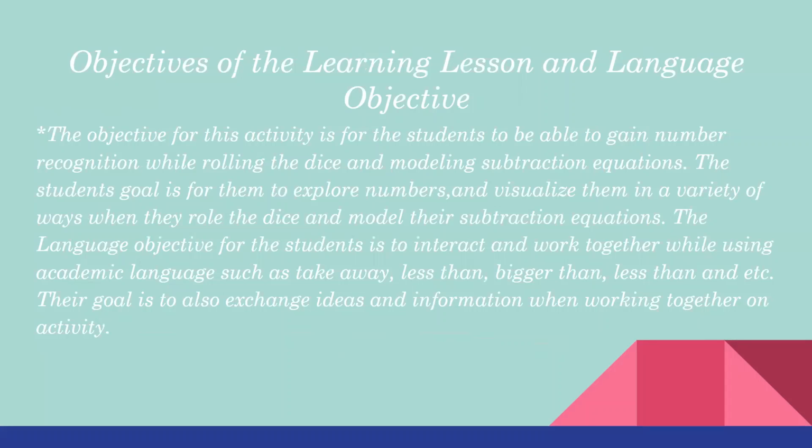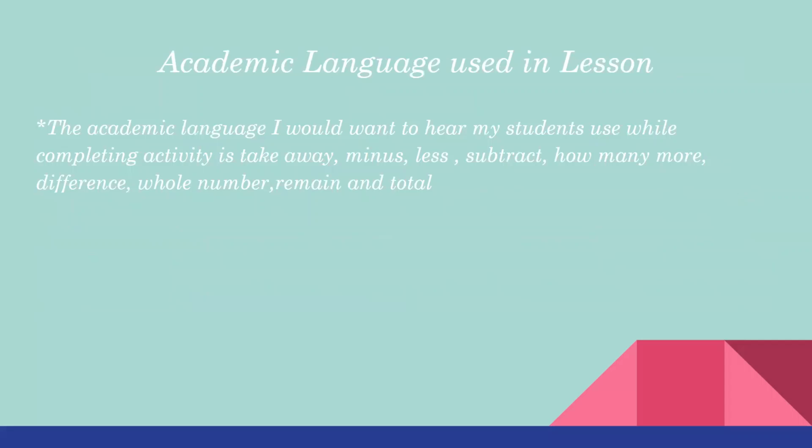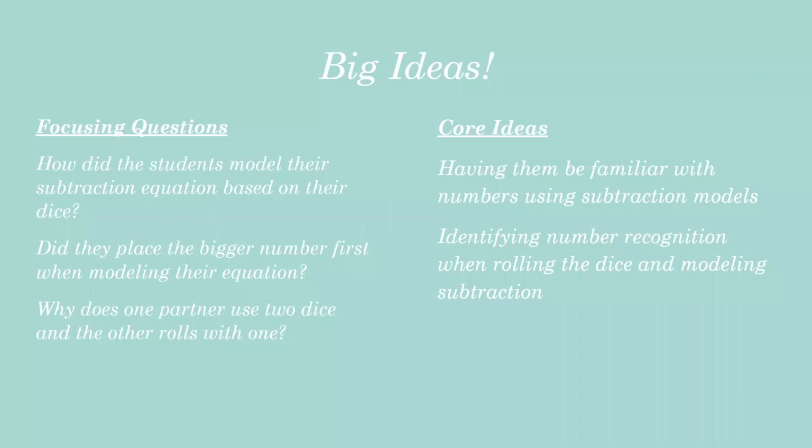So the language objective for the students is to interact and work together while using academic language, such as takeaway, less than, or equal to. So their goal is to also exchange ideas and information when they're working together within this activity. So as the teacher, the main academic language I would focus on and try to hear from students would be takeaway, minus, less than, subtract, how many more, the difference, what the whole number is, or what's remaining in the total.